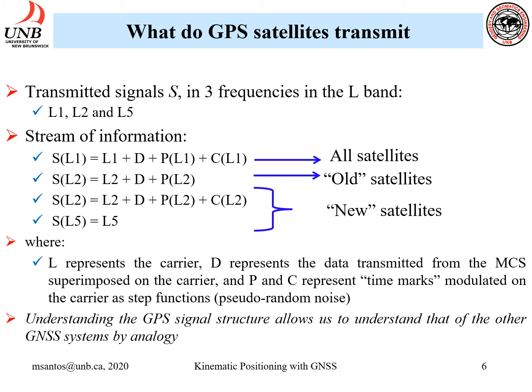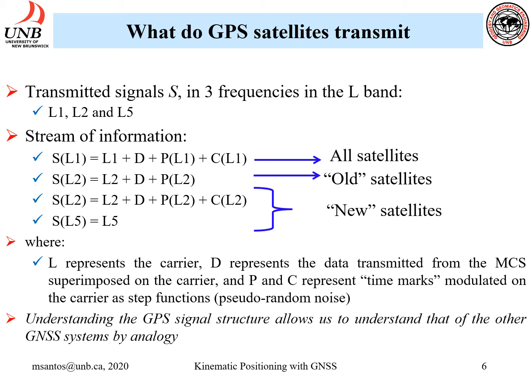What do GPS satellites transmit? It is interesting to have a look at the signal structure of GPS, because understanding it allows us to understand the signal structure of the other GNSS systems by analogy. GPS satellites transmit signals in three frequencies in the L band. They are the L1, L2, and L5.